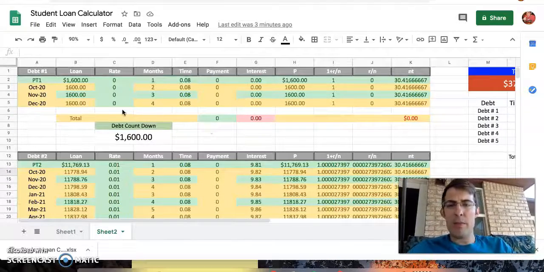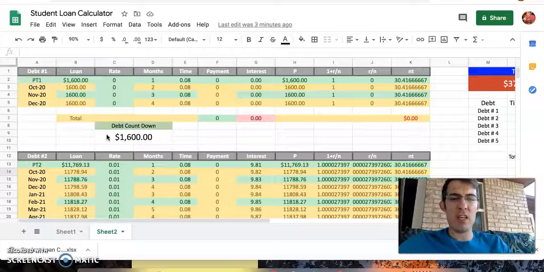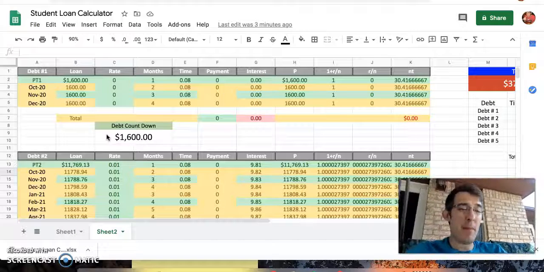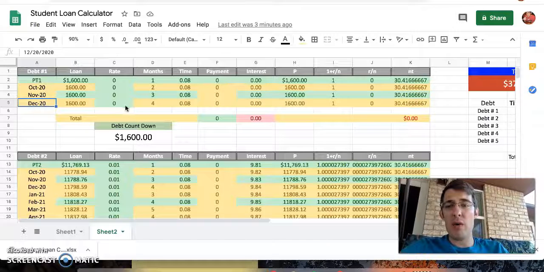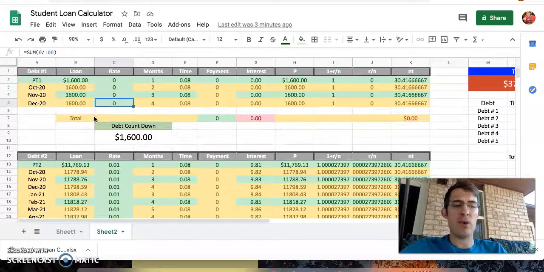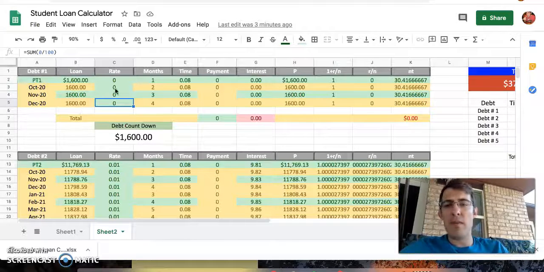I have a little bit of debt with my brother, and it's about $1,600. My time frame to pay that off is going to be in 3 months, which is going to be, let's see, December 20 of 2020, and I haven't paid anything yet.